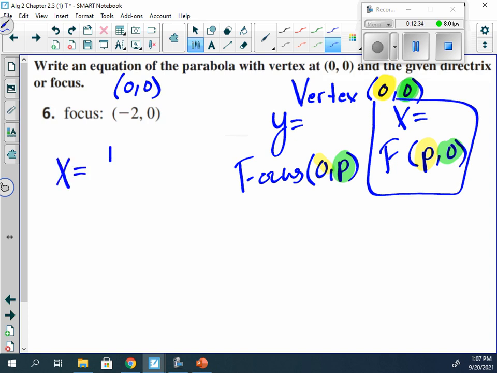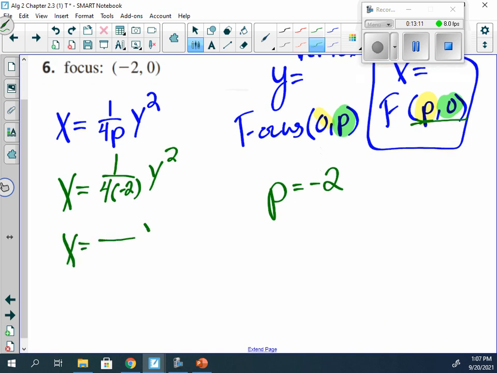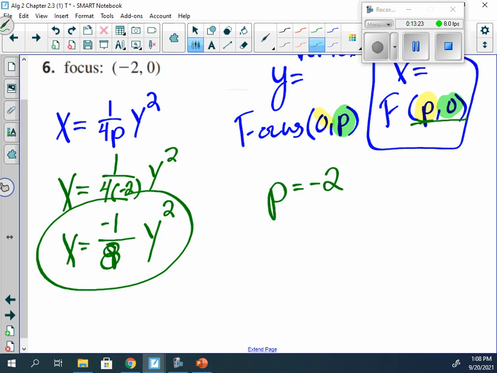So the general equation for this here is going to be x equals 1/4p times y squared. So really we're just seeing which point changes from the vertex to the focus. Now they told us the focus is p, 0. So p is -2, so we can plug it in. So that would give us -1/8 times y squared, because 4 times -2 would be -8. Questions on this here?